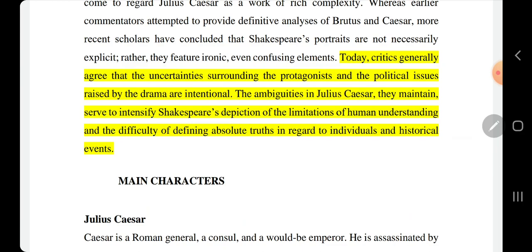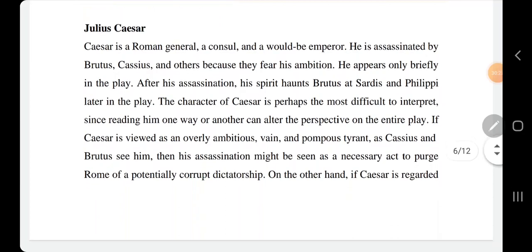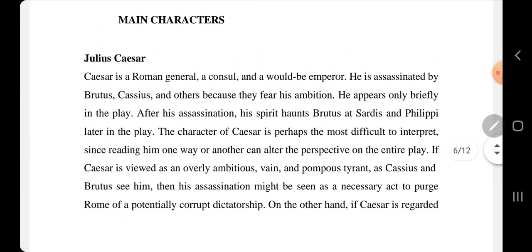So we have the main characters in our play. We have Julius Caesar, as we have explained, a Roman general, and some critics think that Caesar is the hero, the tragic hero of our play, and some of them argue that he's not. So he's a Roman general, and he was assassinated by his close friend Brutus, Cassius, and other people.